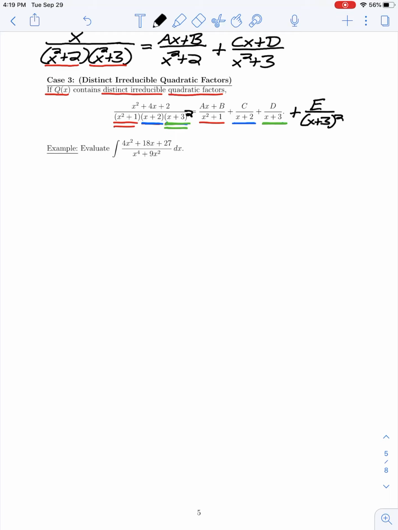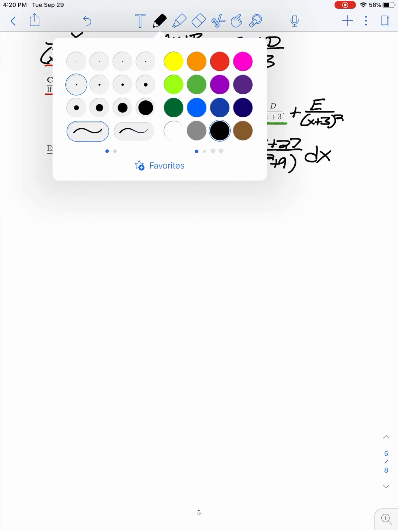And our first step in this method is to factor the denominator as far as possible, because we need to know which of the cases we're working with. So we need to know how our denominator can be factored. Now, in this example, we could factor out an x squared from the denominator, and I would be left with an x squared plus 9 dx. And this x squared plus 9 term cannot be factored any further. It is an irreducible quadratic, and we see that it only appears once. That is, there's only one factor of x squared plus 9 in the denominator.